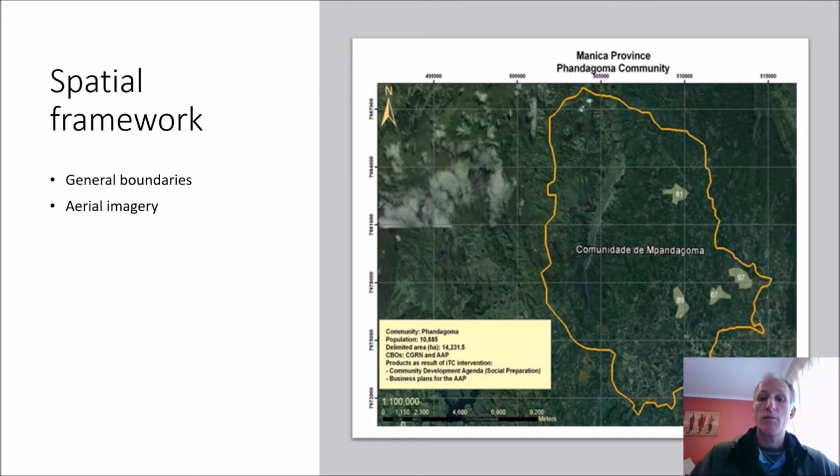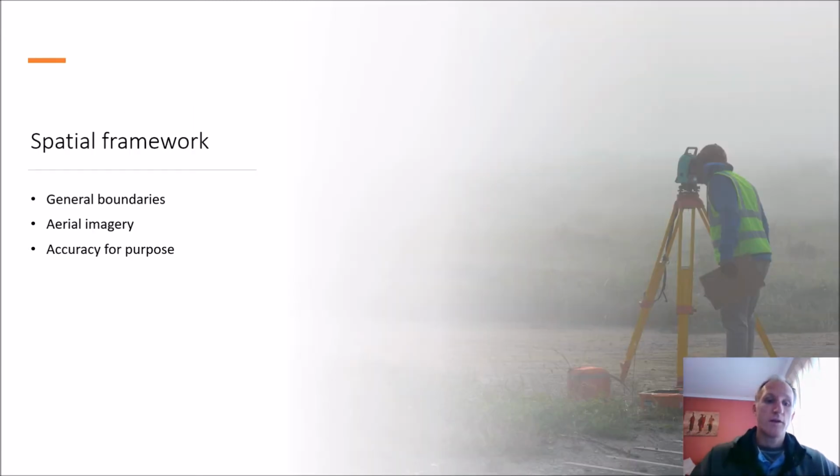Multiple plots may be demarcated on an aerial photograph quickly and effectively with community involvement. In the image, you can see an example of that taken from Mozambique, where community land rights were demarcated on a satellite photo. The third principle is accuracy for purpose.